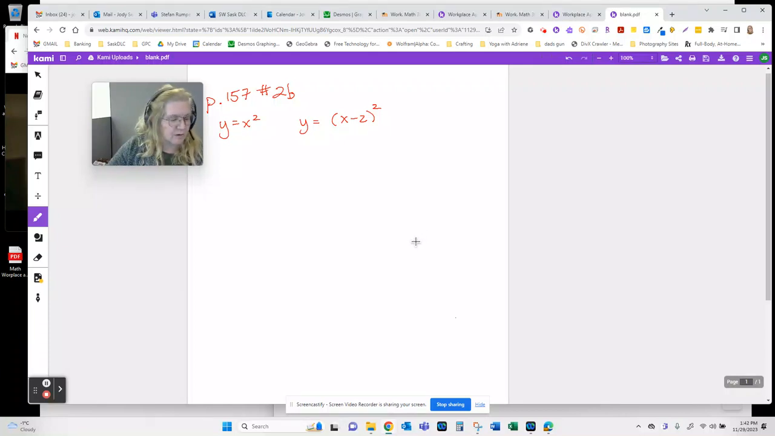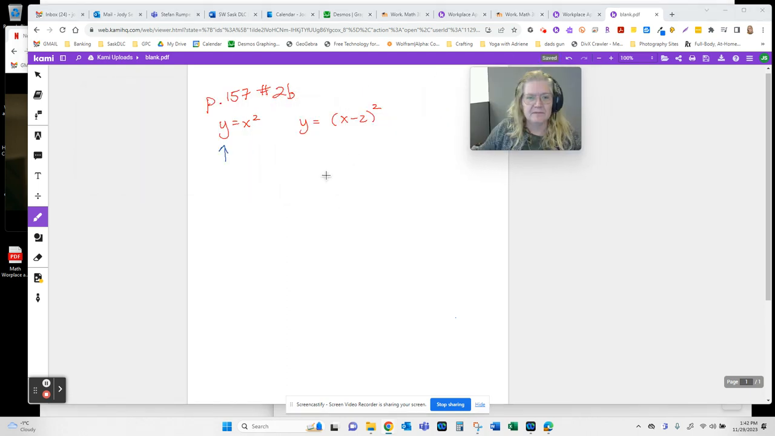This is for question two on page 157. Specifically, I'm going to look at B and then maybe one after that. But these are both parabolas. You know that because you've got a single y variable equal to an x squared on the other side. So these are quadratic and they make parabolas.